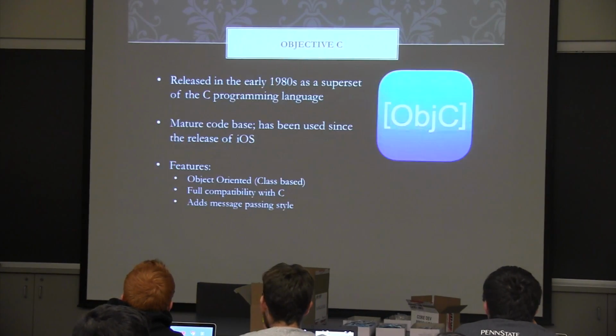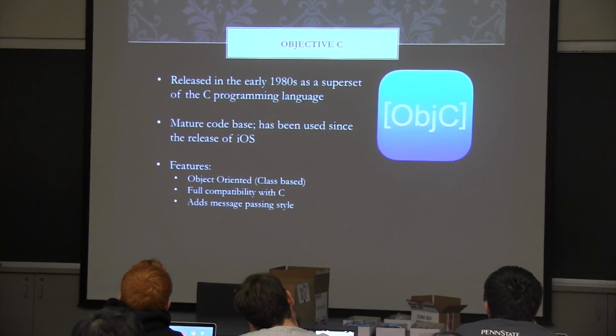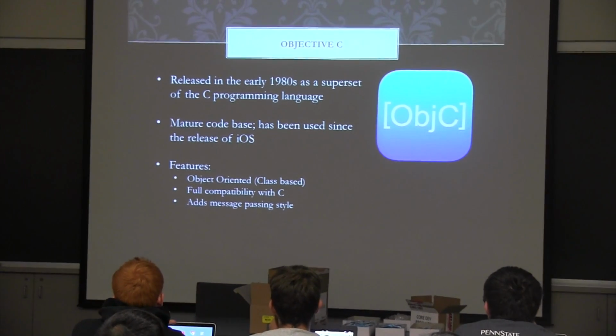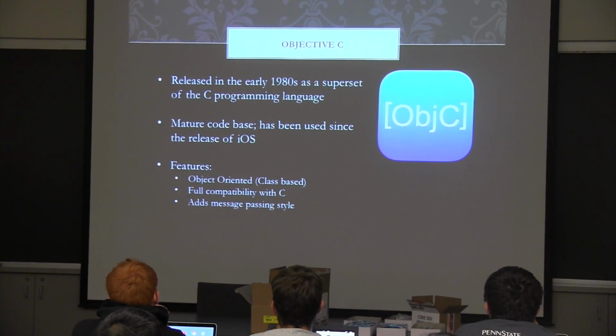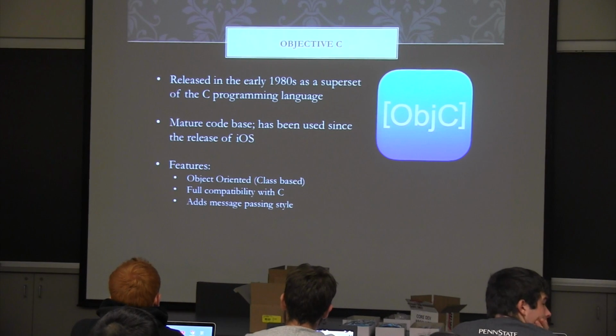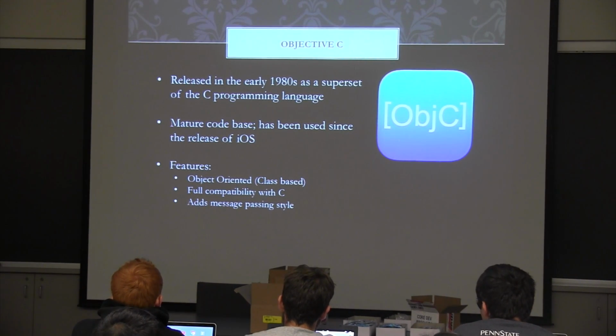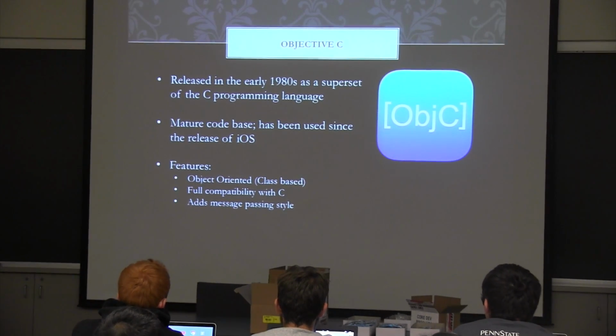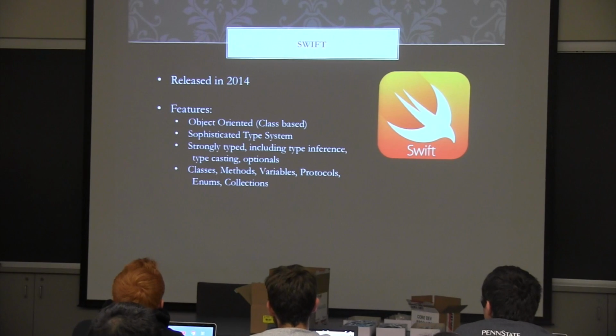Just to tell you a little bit about Objective-C, it was released in the early 1980s as a superset of C. It's been used since then. It's still used heavily today in probably all the apps on your phone. Since it's been around a while, there's a lot of different classes and things in the code base. It's a mature code base, and it's object-oriented. It completely works with C, and it adds message passing styles.